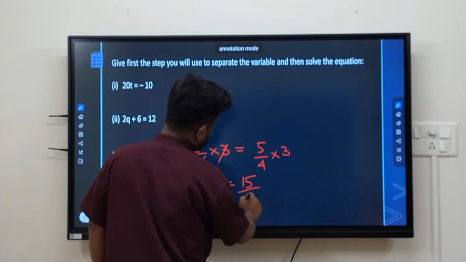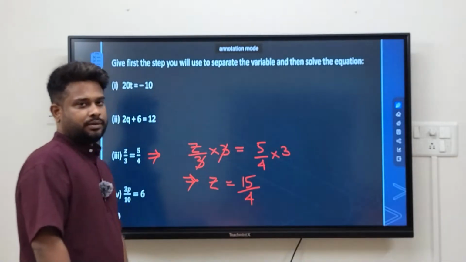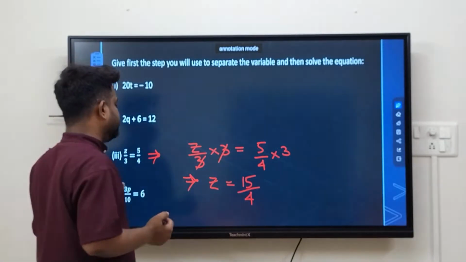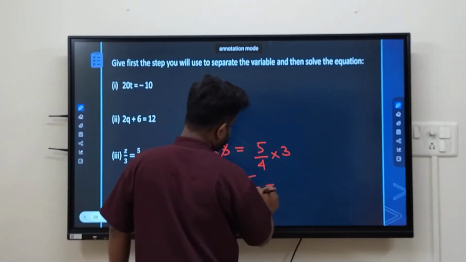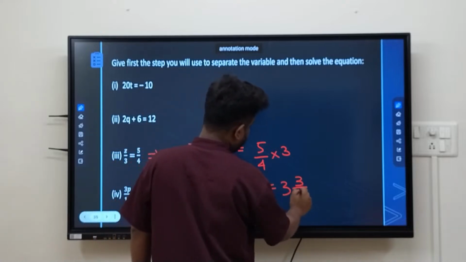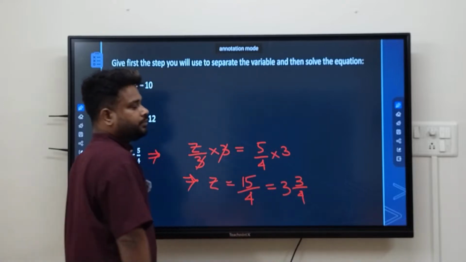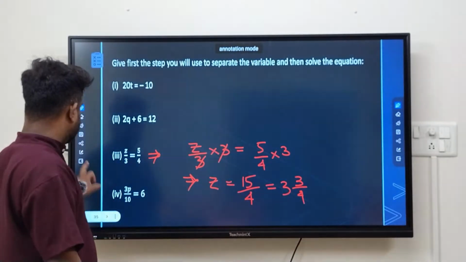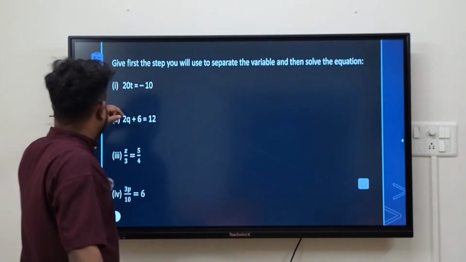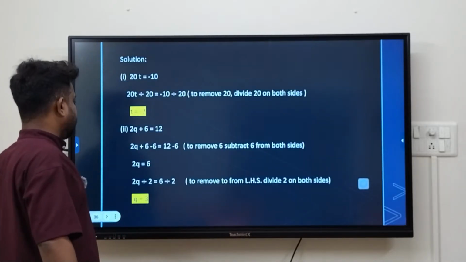and the answer will be 15 with 4 as the denominator, and it will be an improper fraction which we can simply turn into a mixed fraction, like 3 whole 3 by 4. Okay, so you guys can try it at home with number 2 and number 4 as well.